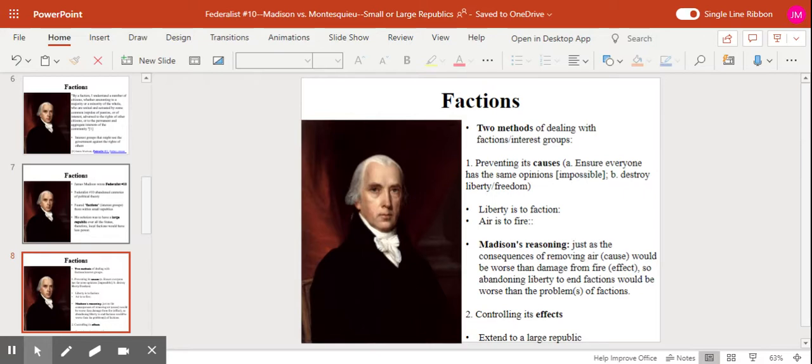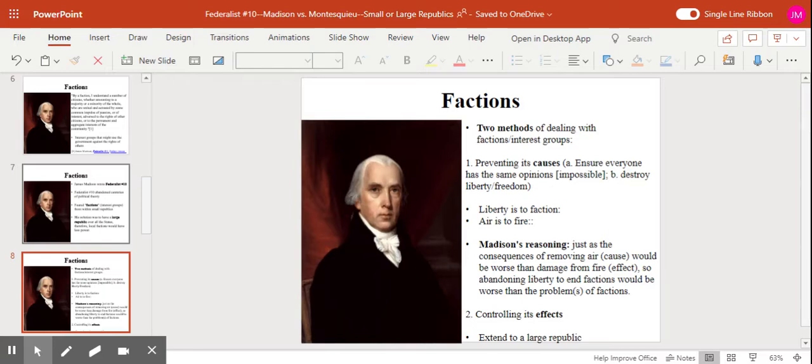He says there are two ways of dealing with factions. You can either prevent the causes of factions, interest groups, what makes them happen. You can try to cut that off so that factions will be impossible. Or you can try to control its effects. Now, he says the issue with preventing its causes, there are two ways that you could do that. One is that you could try to ensure that everybody has the same opinions. If everybody has the same opinions, thinks the same way, shares the same values, then there's no opportunity for factions and divisions and separate interest groups and competing schools of thought to arise if everybody thinks the same way.